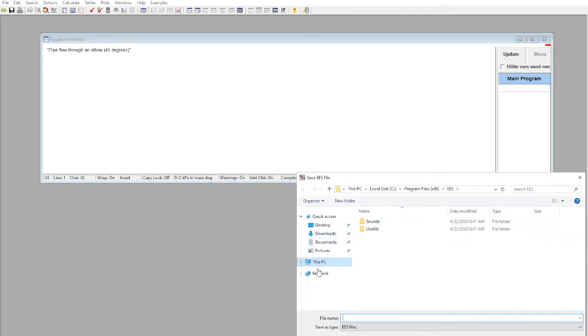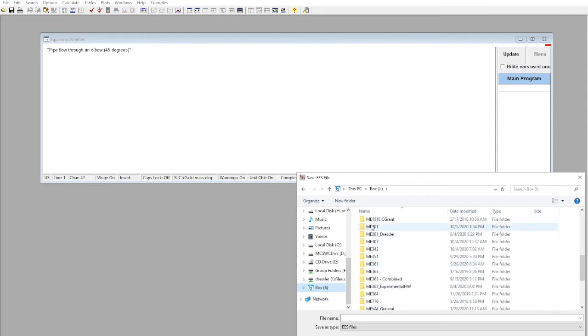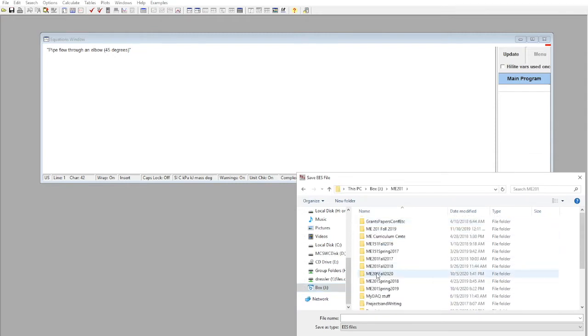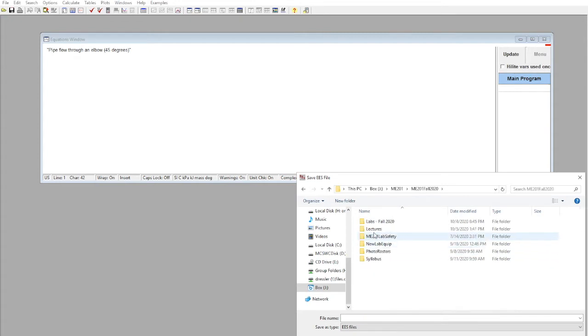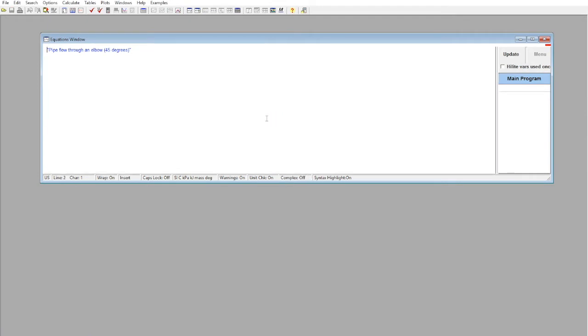Save. And I want to save it on Box, right? Not actually on that computer. And then I've got nicely organized files here. 201, fall 2020, lectures, lectures week 6. Okay, and I'm going to call this pipe bend pressure drop. There we go. And this is a little bit slow because it goes through several layers of cloud and remote computing. All right. And there it went, uploaded to Box.